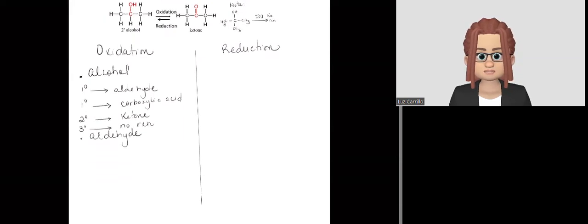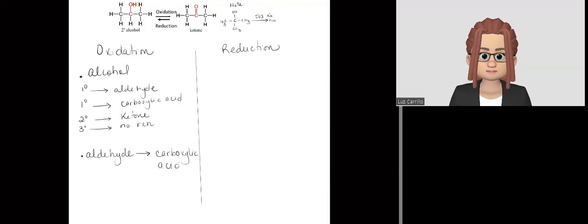If we start with an aldehyde, the aldehyde has only 1 functional group to make. An aldehyde transforms to a carboxylic acid in order to form product.